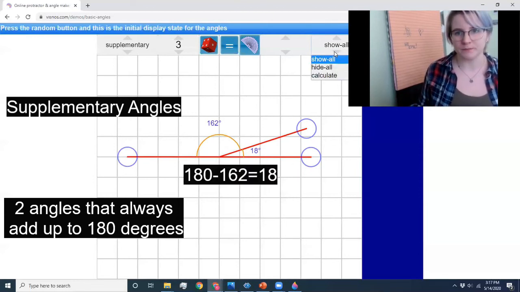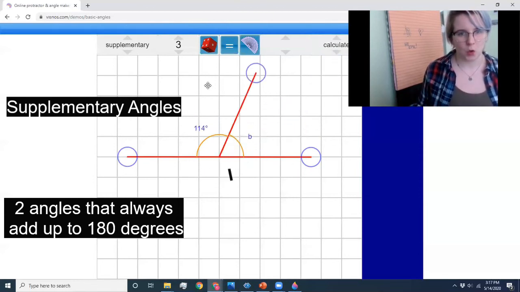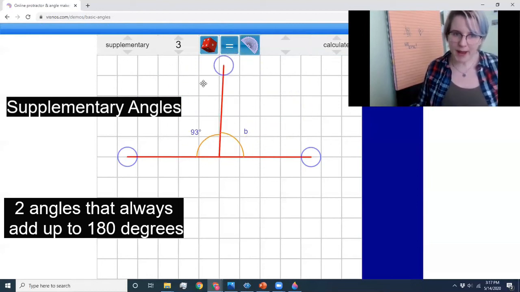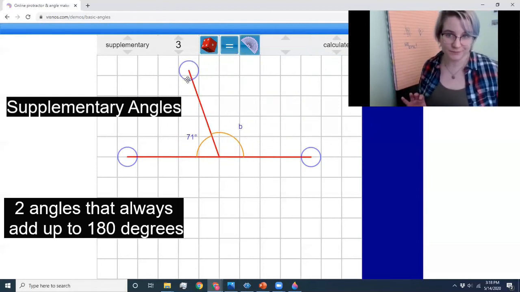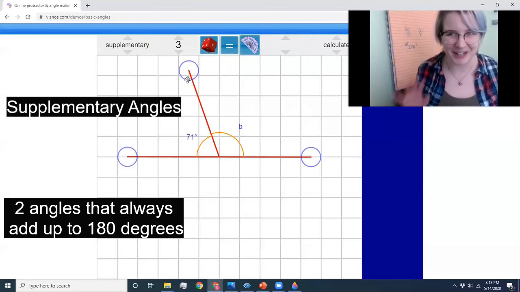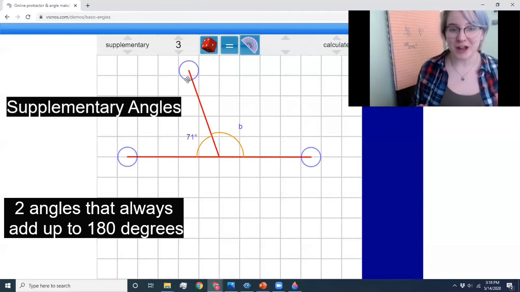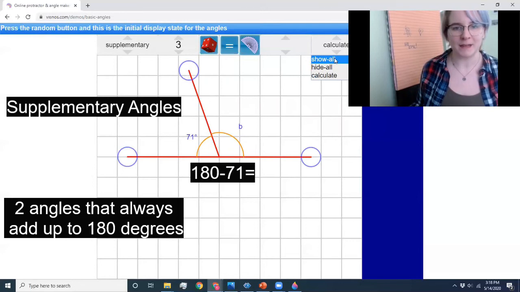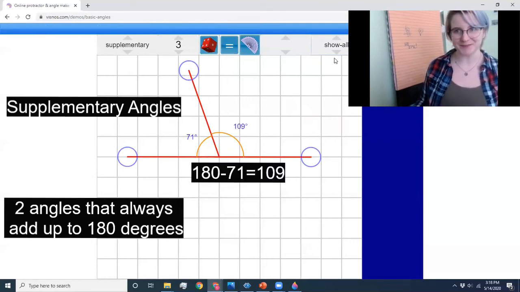Do we want to try one more? Put it anywhere random. How about right here? What do you think? We know that these two angles add up to 180 degrees, and we know that the first angle measures 71 degrees. So, how do we find angle B? That's right, 180 minus 71. That gives us 109 degrees.